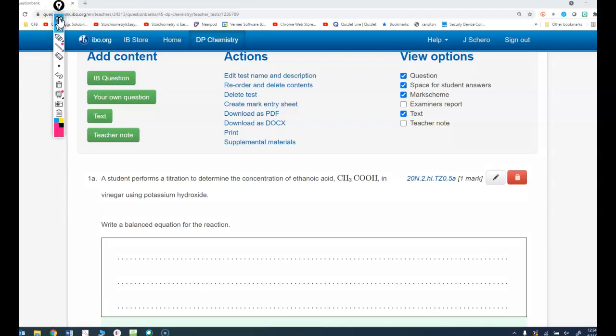Okay, hi everybody. We're going to see if we can go through the answers to your practice problems from Friday. So let's take a look right now. It says a student performs a titration to determine the concentration of ethanoic acid in the vinegar using potassium hydroxide. So the question is to write an equation for the reaction in this titration.